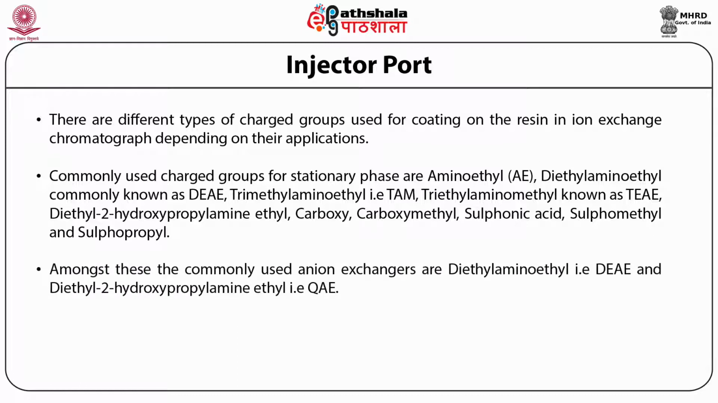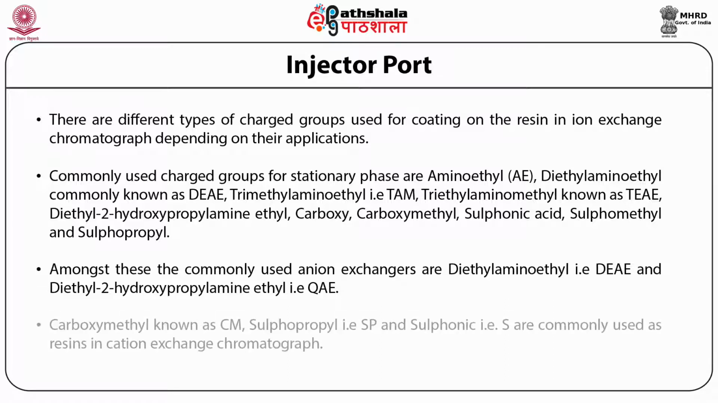Amongst these, the very commonly used anion exchangers are diethylaminoethyl, that is DEAE, and diethyl 2-hydroxypropylamine ethyl, that is QAE. Carboxymethyl, commonly known as CM, sulfopropyl, that is SP, and sulfonic functional, that is S, are the commonly used cation exchangers in ion exchange chromatography.